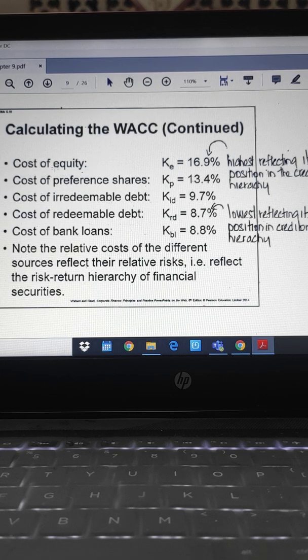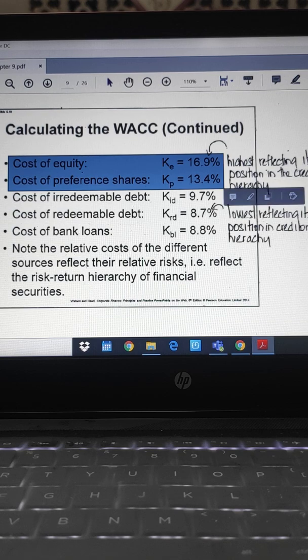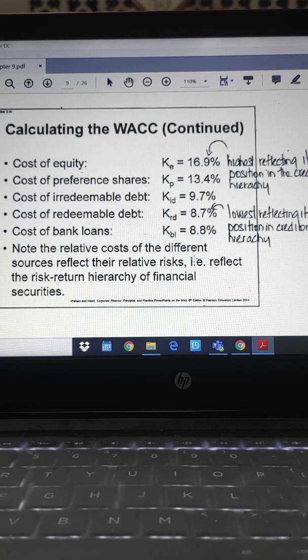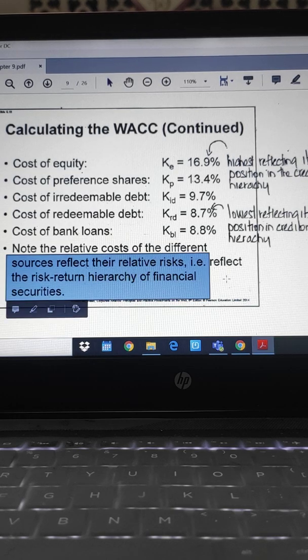Here, the cost of equity, preference shares, irredeemable debt, and bank loans are given: 16.9%, 13.4%, 9.7%, 8.7%, 8.8%. You will notice that the cost of equity finance is much higher compared to the cost of debt finance. This is because the cost of debt finance enjoys a tax shield, 1 minus T. If you notice here, I've highlighted, it reflects the risk return hierarchy of the financial securities.